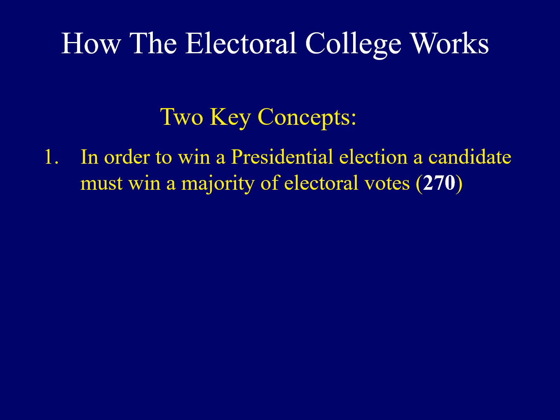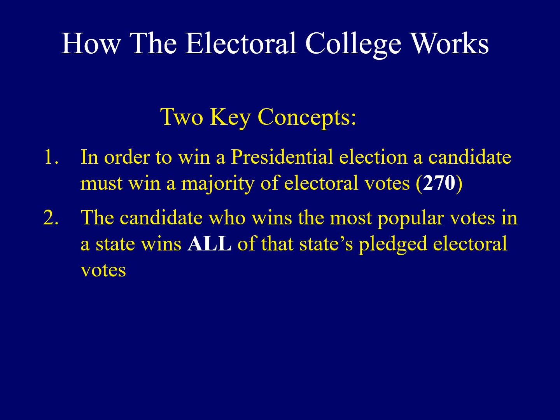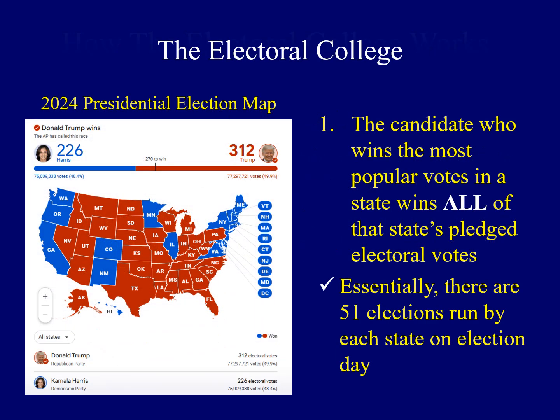You might say, okay, I can memorize that, that's fine and dandy. But how does a person win electoral votes? Well, that's the second key concept. The candidate who wins the most popular votes in an individual state wins all of that state's pledged electoral votes. Let's think of it this way. Rather than having one election on a Tuesday in November every 4 years for president, essentially what we have are 51 elections, one in every state, plus Washington, D.C., because that's how those electoral votes are handed out. They're handed out on a state by state basis.